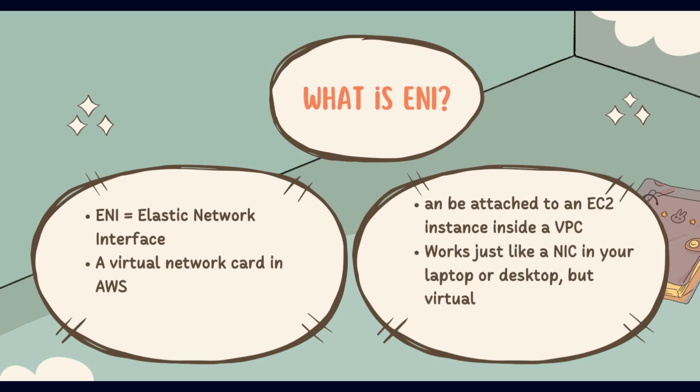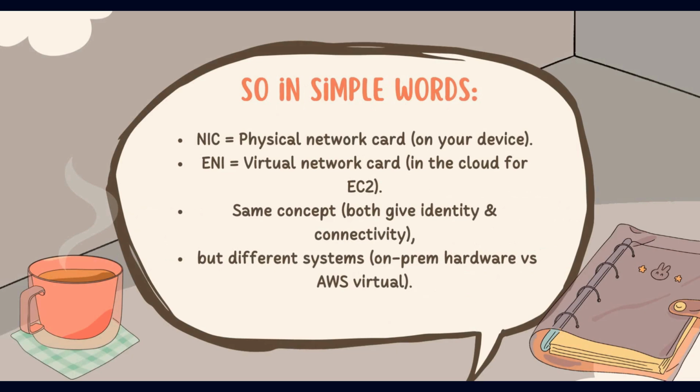So here we can also see what is ENI. ENI is a virtual network card in AWS. It can be attached to an EC2 instance inside a VPC. It works just like a NIC in your laptop or desktop, but in the virtual cloud environment. So, in simple words, a NIC is a physical network card in your laptop, and ENI is a virtual version in your AWS attached to EC2. They both provide identity and connectivity, but in different systems, on-premises versus cloud.